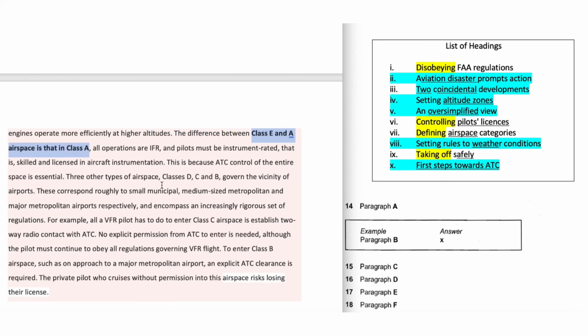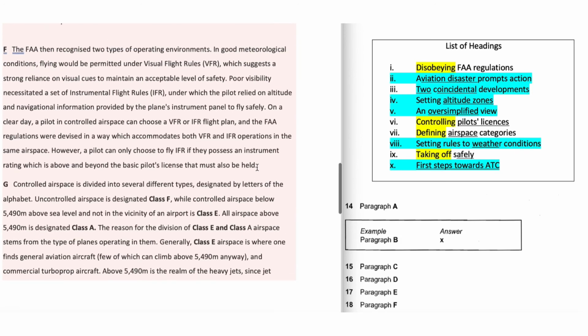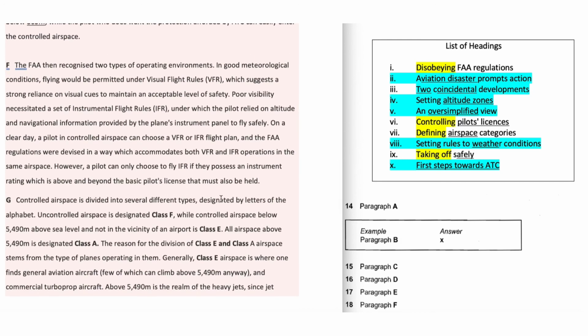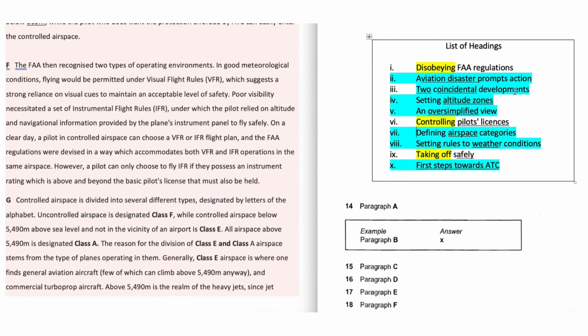And what are these classes? They are simply categories. So we've got classes D, C, and B. So obviously in this paragraph, what they're talking about is different categories. Categories for what? Obviously for airspace. And it says here controlled airspace is divided into seven different types. Okay, the different types are the categories. So paragraph G matches heading number 7.